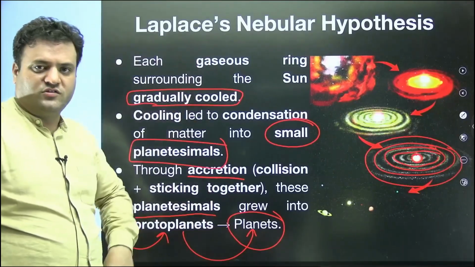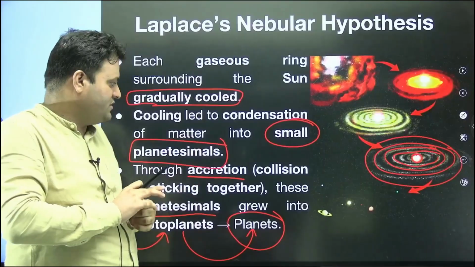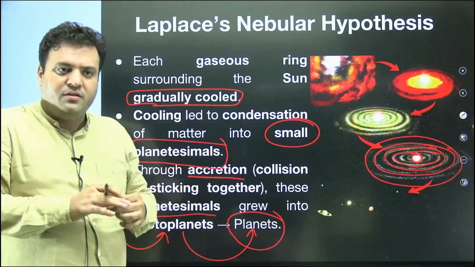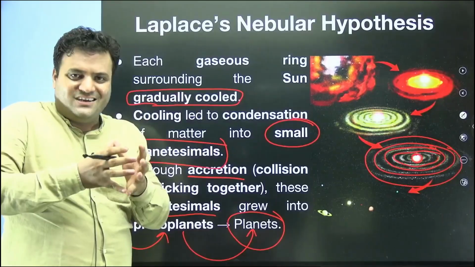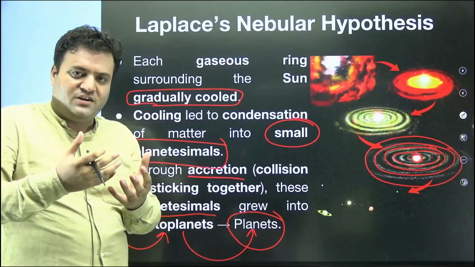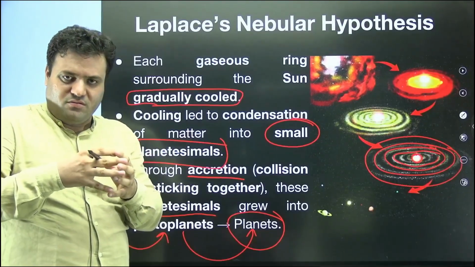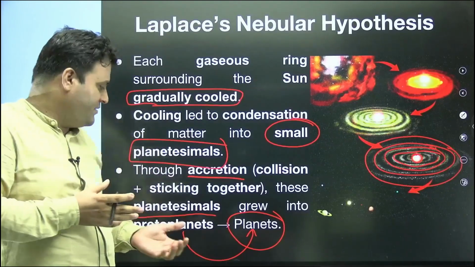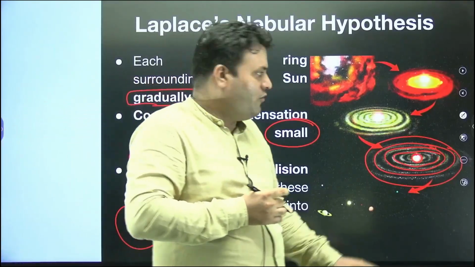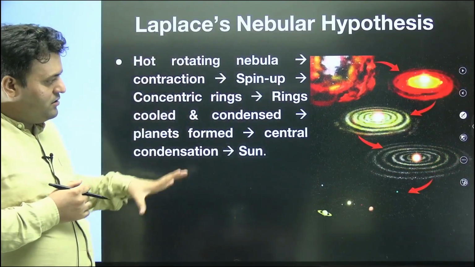Laplace Nebular Hypothesis. There are some similarities with Kant's hypothesis. For example, this accretion. For example, the small planetesimals which were formed due to the accretion. They become what? Bigger, and they are known as protoplanets. And these protoplanets become wider and wider in terms of their circumference. Ultimately, becomes what? Planets. So this is how we have the origin of our solar system, and the origin of our Earth as well.